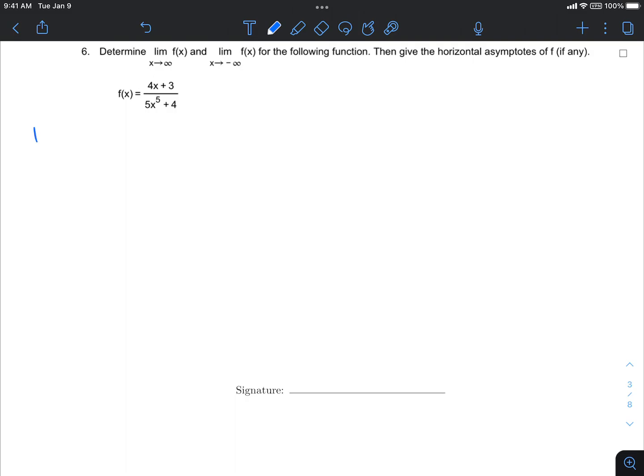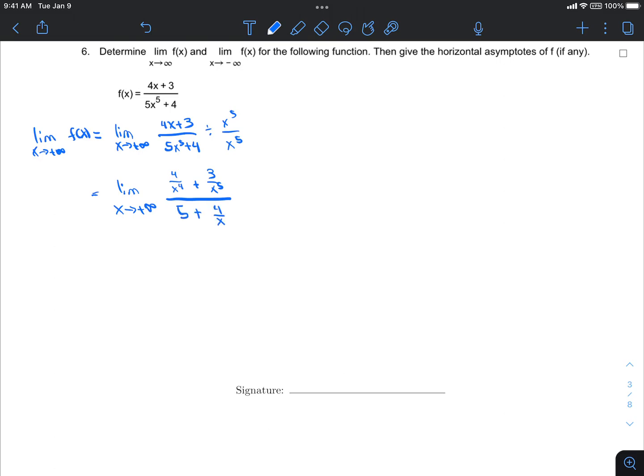So let's see. The limit as x goes to plus infinity. The procedure to calculate that type of limit is always the same. When you have a rational function like this, you divide by the highest degree of x, the highest power of x that shows up at the bottom. And that's x to the fifth. So 4x divided by x to the fifth is 4 over x to the fourth, plus 3 over x to the fifth, over 5 plus 4 over x to the fifth.